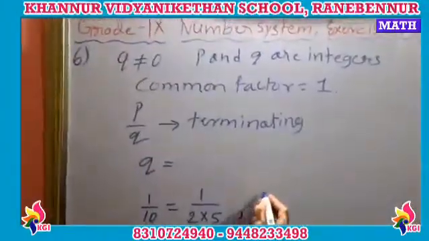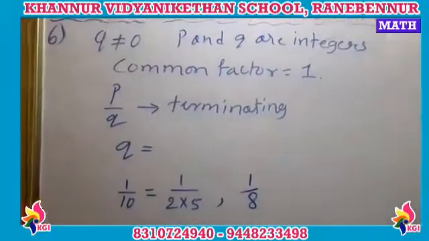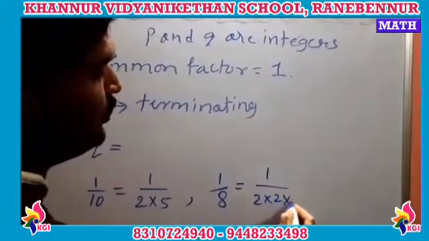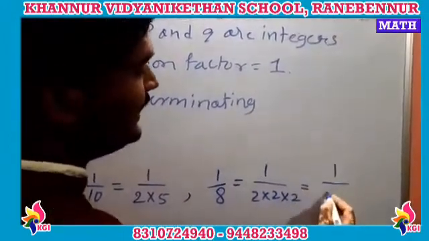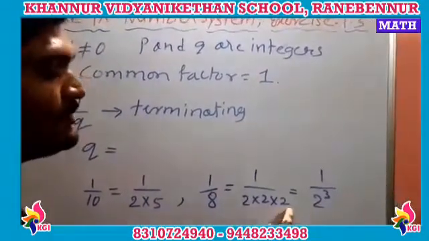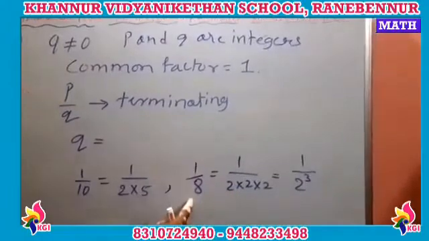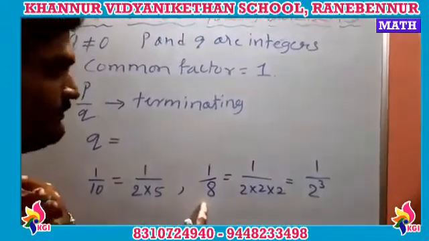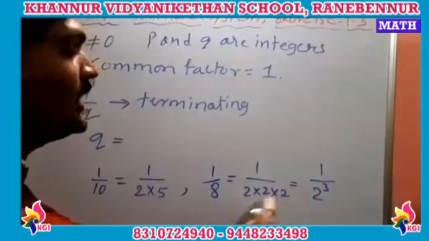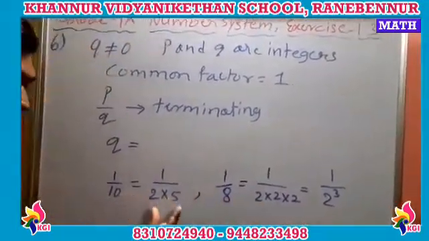One more example, 1 divided by 8. I can write this as 1 divided by 2 into 2 into 2, that is, 1 divided by 2 to the power 3, because 2 is repeated 3 times. 1 by 8 is a terminating decimal expansion. So this 8 has a factor of 2 in powers of 2, the same as in the first example.